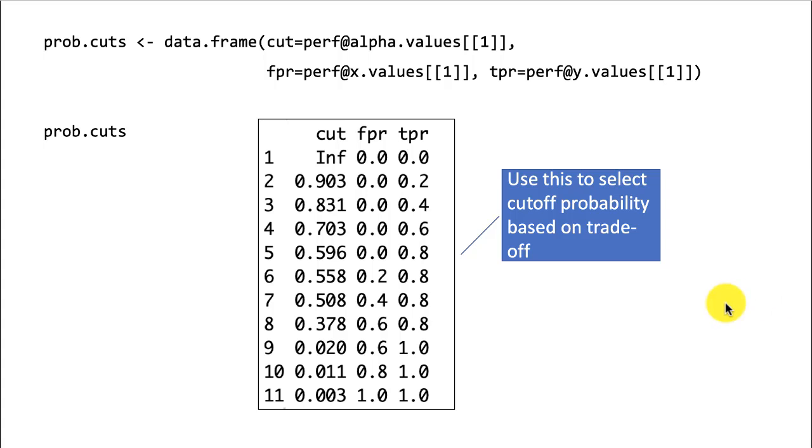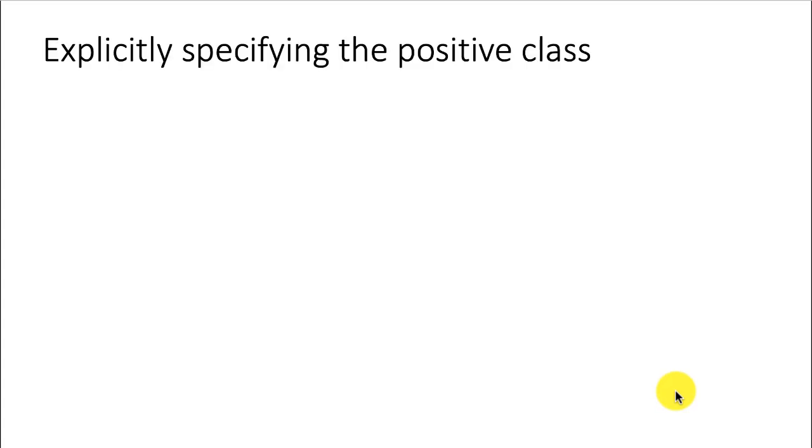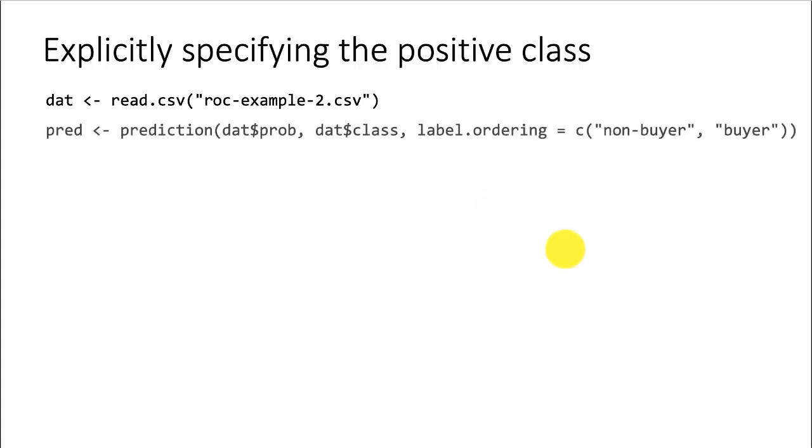Similarly, what if your class labels are not numbers, but words like buyer and non-buyer? Then also we have to explicitly tell the system which is the positive class. So let's understand how to do that. Here's an example called ROC example2.csv. In this, the class labels are buyer and non-buyer, and we want buyer to be our positive class.